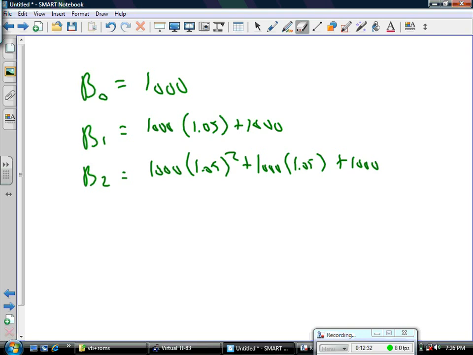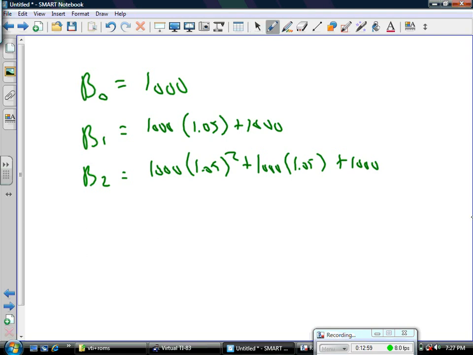Isn't that a geometric sequence? Series, because I'm adding them up. The first term is 1,000. How do you get the next term? Multiply by 1.05. How do you get the next term? Multiply it by 1.05. How do you get the next term? Multiply it by 1.05. That's geometric, isn't it? A times R squared. There it is. Okay. So how much money do I have?